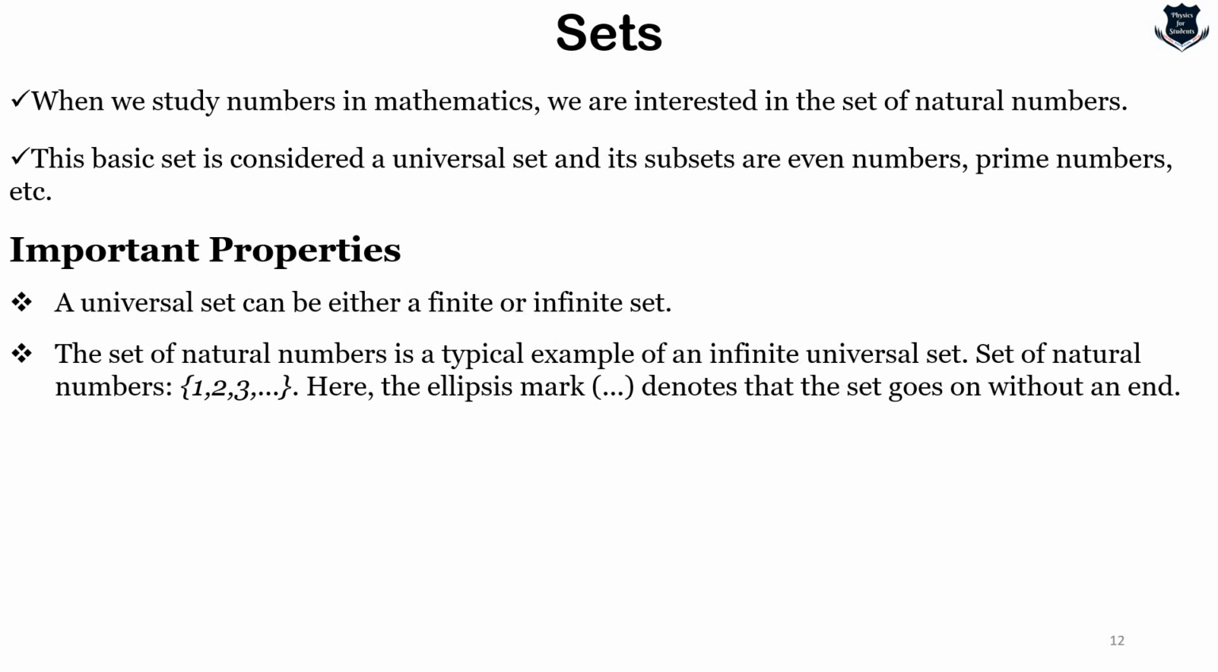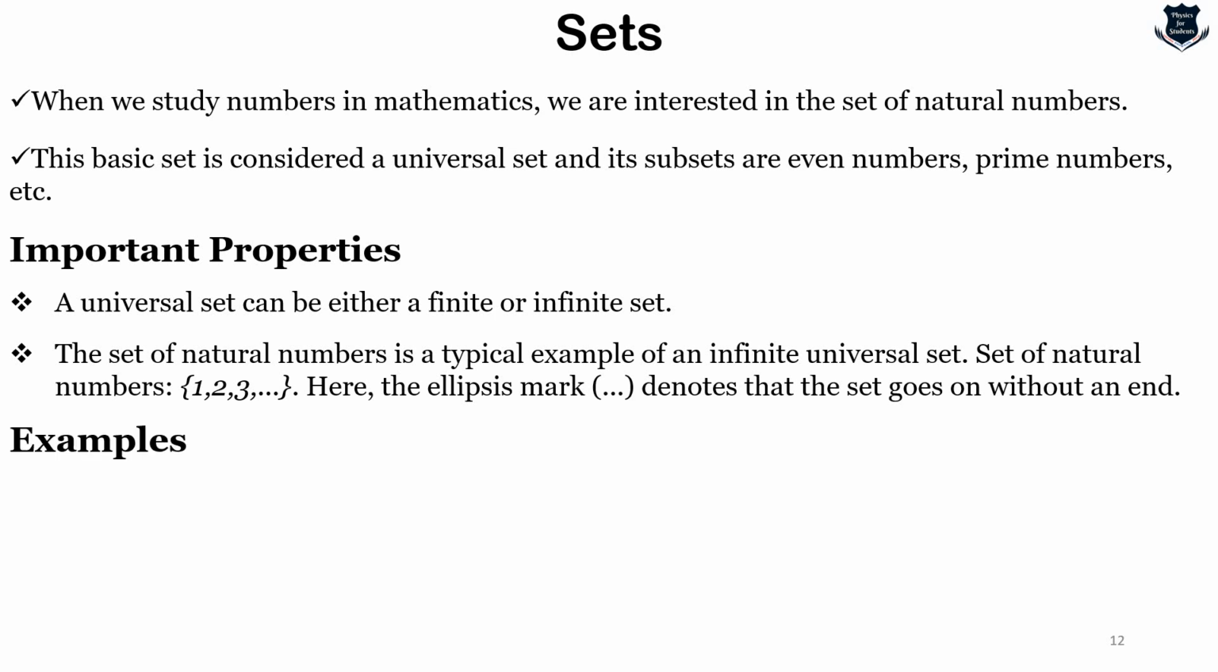A universal set can be either finite or infinite, obviously, because it is universal. The set of natural numbers is a typical example of an infinite universal set, because it goes on. The set of natural numbers 1, 2, 3, and so on, is denoted by this mark, as I told. Now let us take an example.